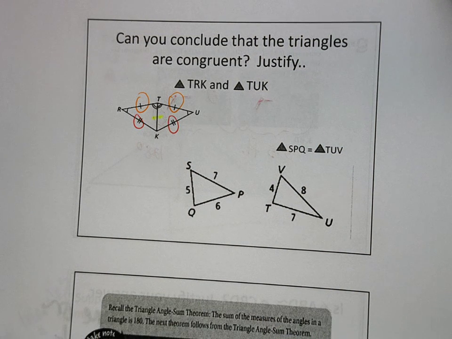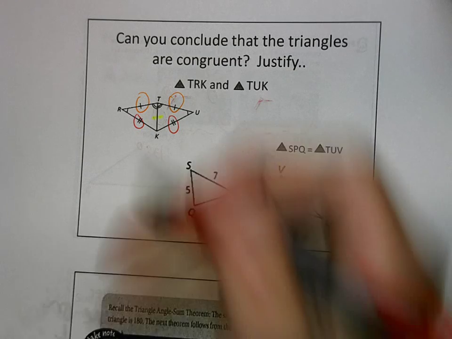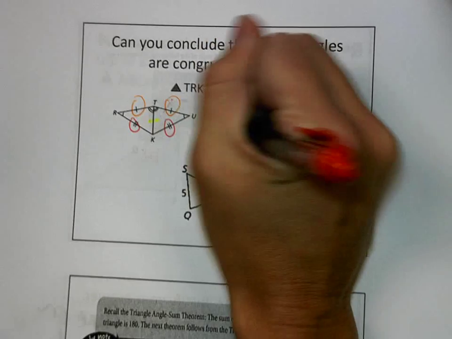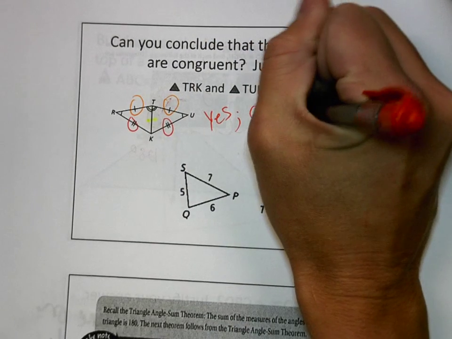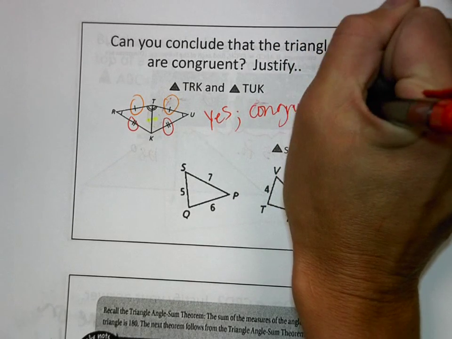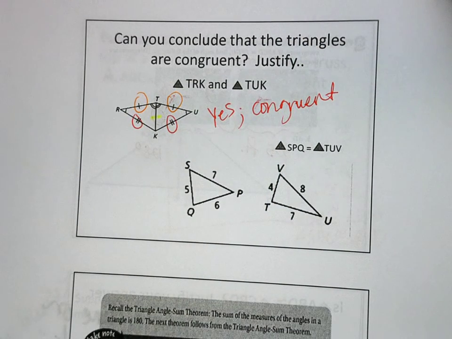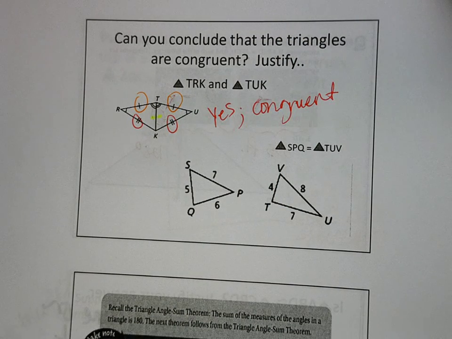Nate, we're still taking notes. Why is your book not open? Okay, so this answer is yes, they are congruent. We kind of talked about all the reasons why. Now, we're not going to worry about justification right now. We talked through justification. Okay, next one.